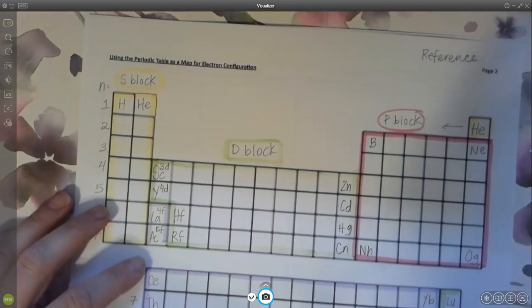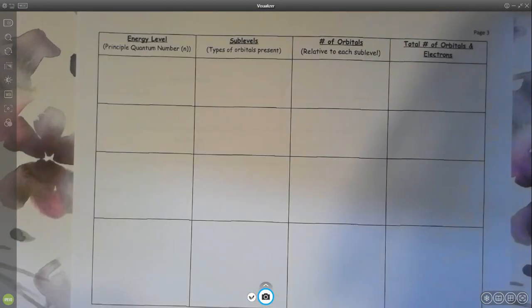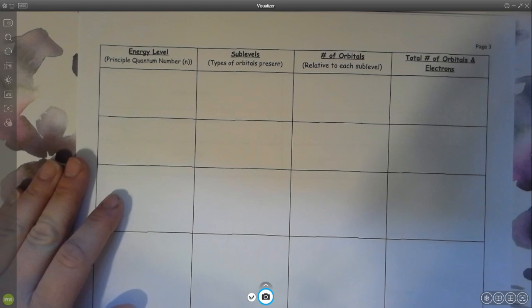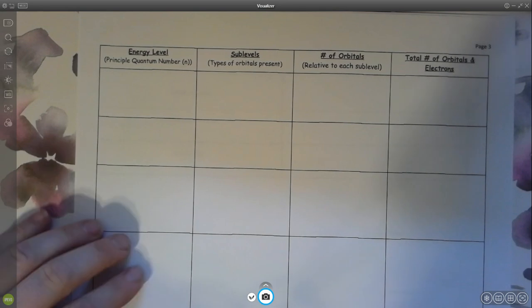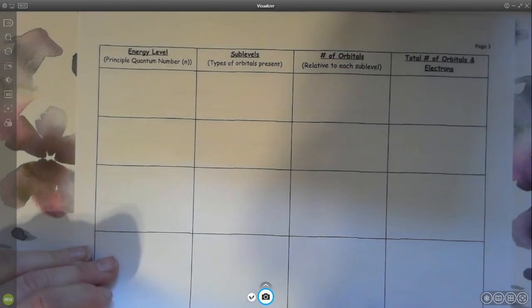All right, we're going to end here for today with video 1, and we'll pick up next time by going over our various energy levels, sublevels, the number of orbitals, and the total number of electrons in our next video.